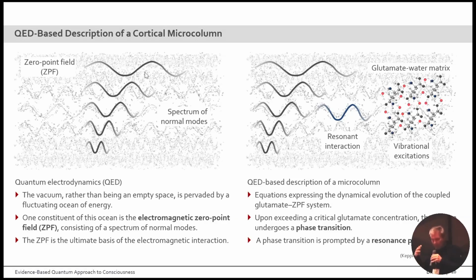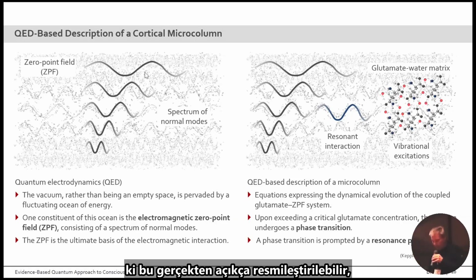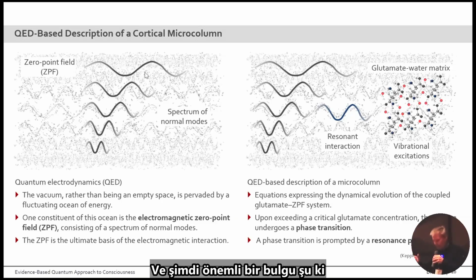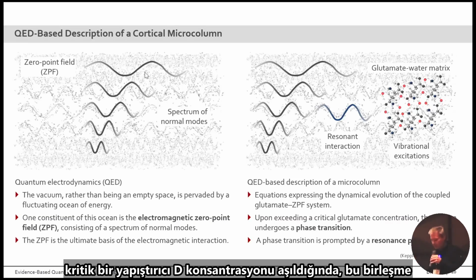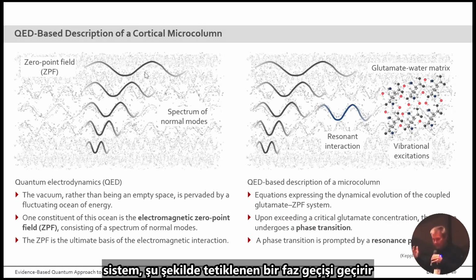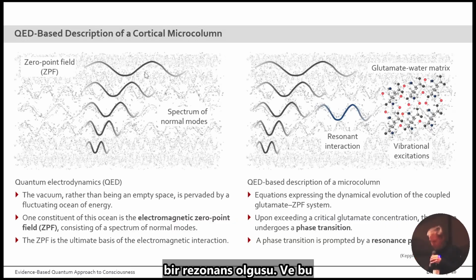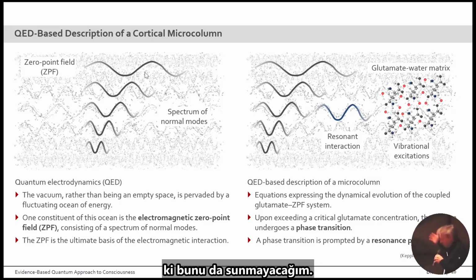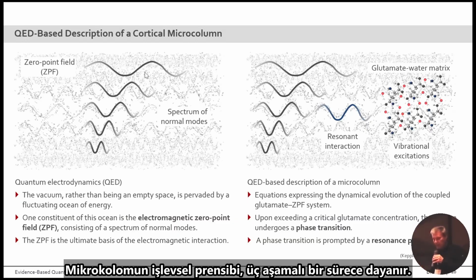And this description, which can be really clearly formalized, leads to equations expressing the interplay, the dynamical evolution of this coupled system. And one important finding now is that upon exceeding a critical glutamate concentration, this coupled system undergoes a phase transition which is prompted by a resonance phenomenon. And this resonance phenomenon can be studied in mathematical detail, which I am not going to present, but the main finding is that the functional principle of a microcolumn is based on a three-stage process.